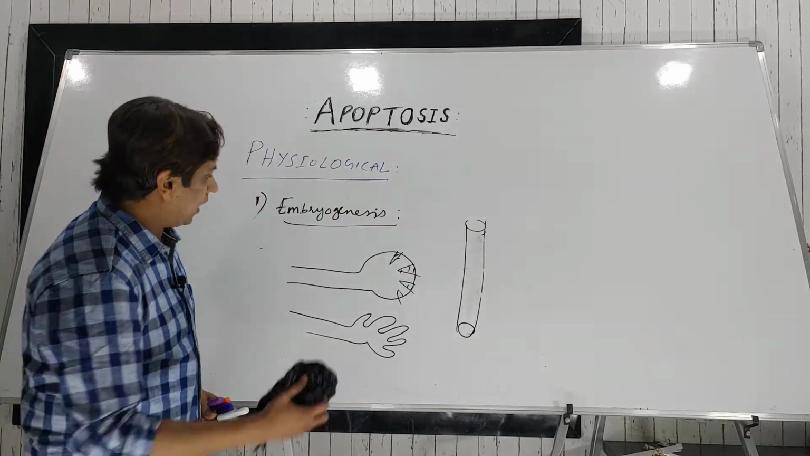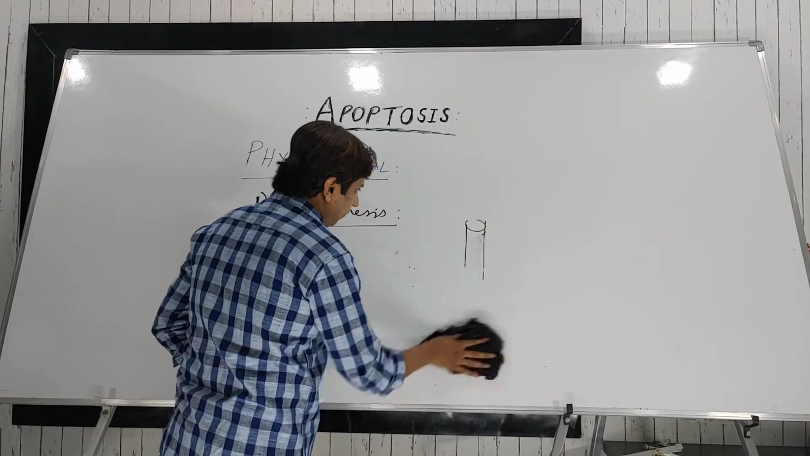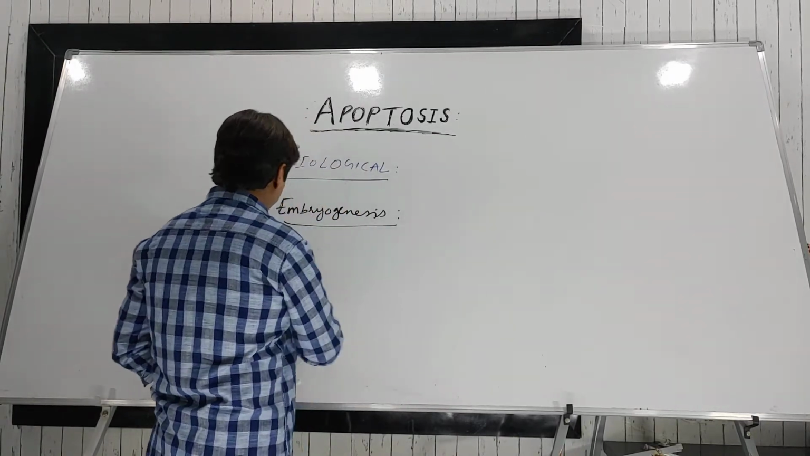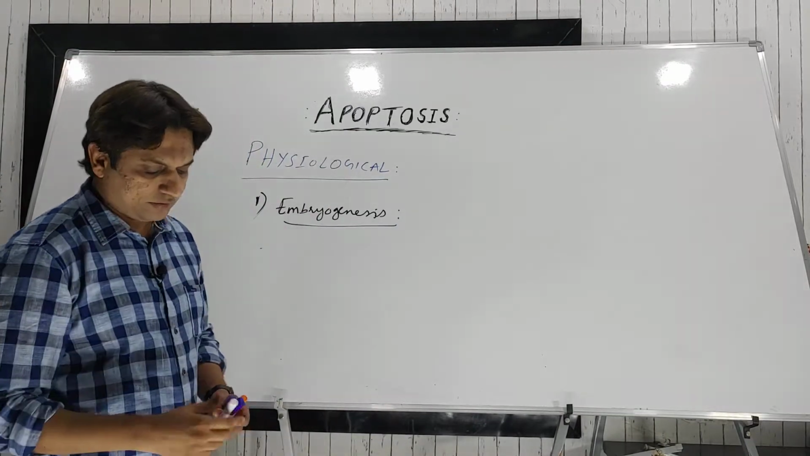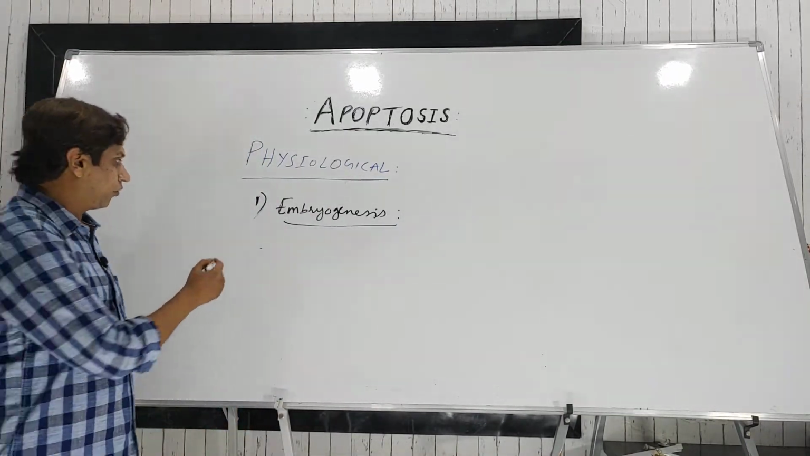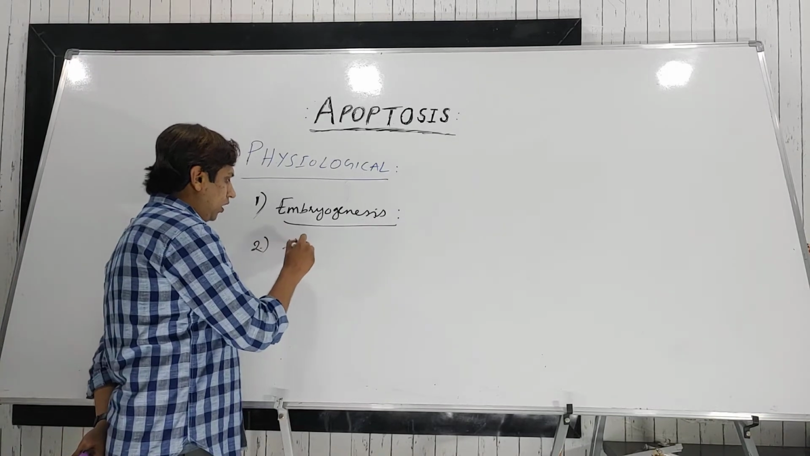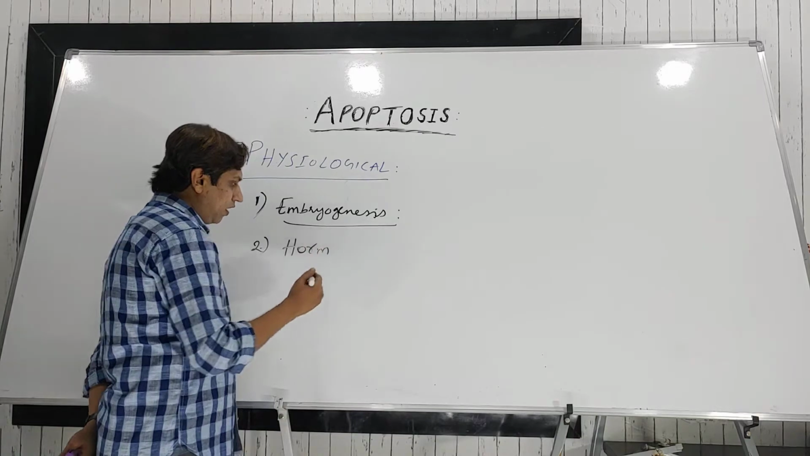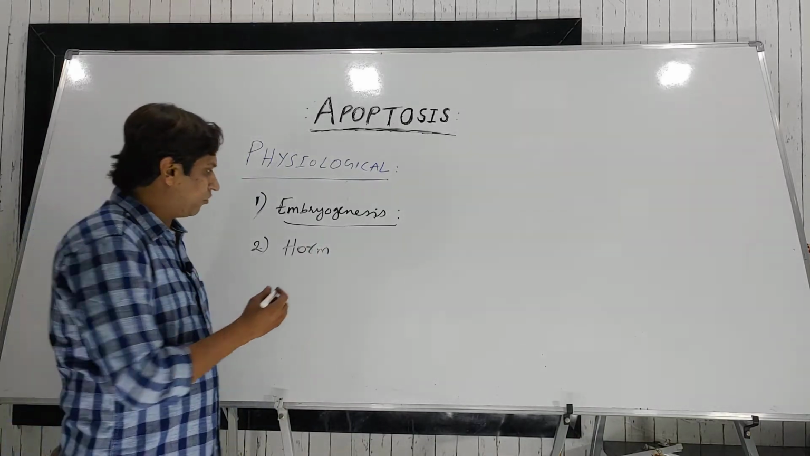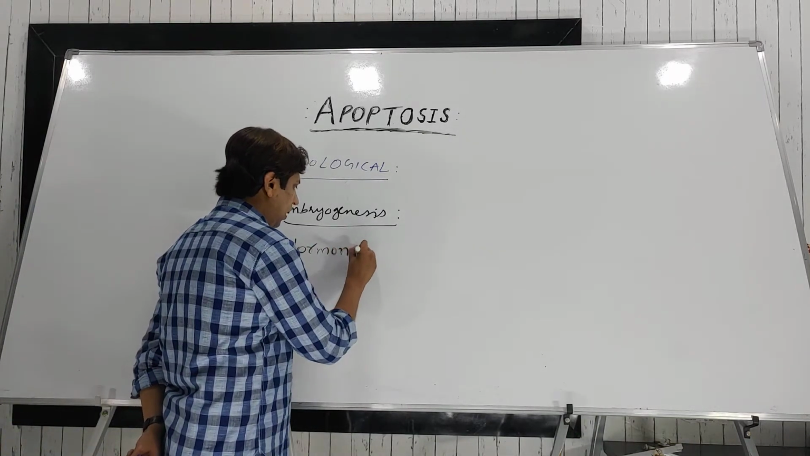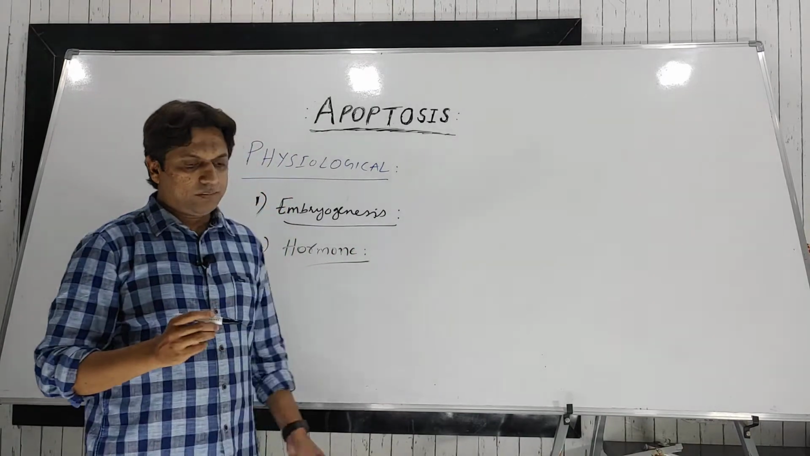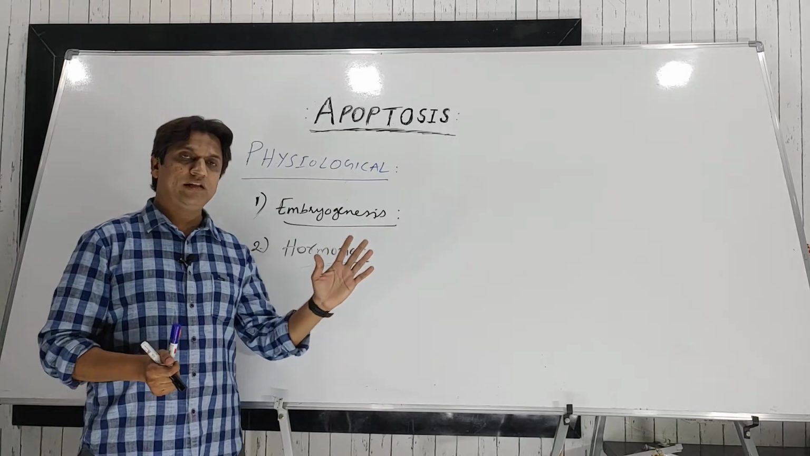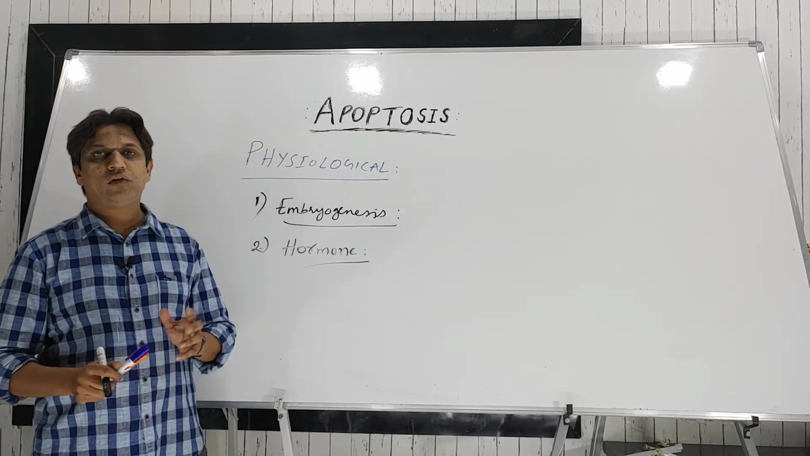Then another physiological example where we see apoptosis is in hormone dependent cells. So involution or death of the cells which are dependent on hormones. Examples: in the menstrual cycle, in adult females, cyclical changes occur every 28 to 30 days.